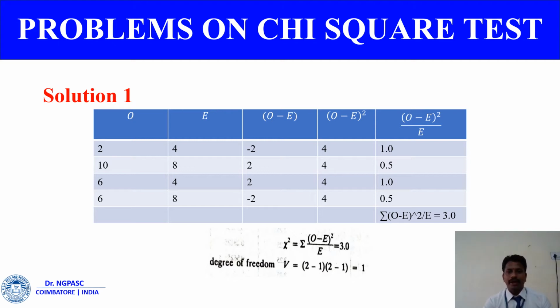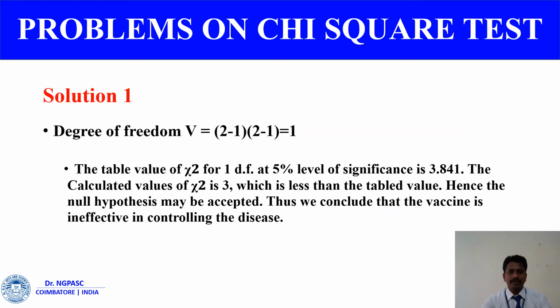By using the formula chi square equal to summation of observed frequency minus expected frequency whole square by expected frequency, it is equal to 3.0. The degrees of freedom in a 2 by 2 contingency table: v equal to number of rows 2, number of columns 2, (2 minus 1) into (2 minus 1), 1 into 1 is equal to 1. So the degrees of freedom equal to 1.